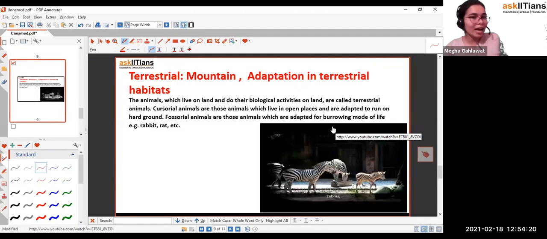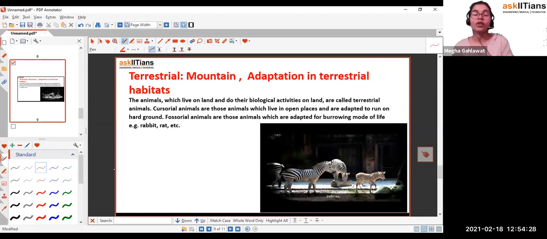The next thing that I have up my sleeve for you is the terrestrial mountain region, and the adaptations as well. Now we'll be watching a super cool video over it, but before that, we're going to move forward with the definition provided to us. The animals which live on the land and do all their biological activities on the land, for example reproduction, living, predation, eating, everything related to an organism living, when all of that is done on the land, are called terrestrial animals.